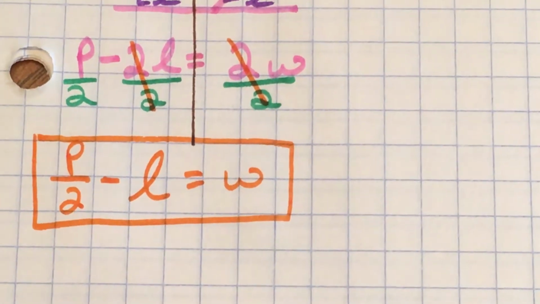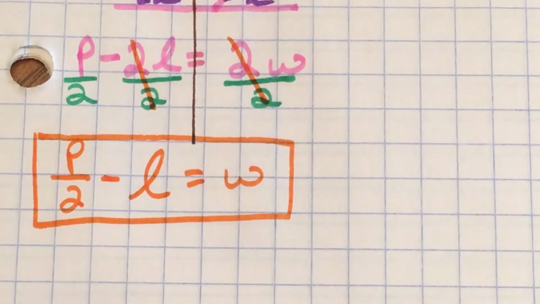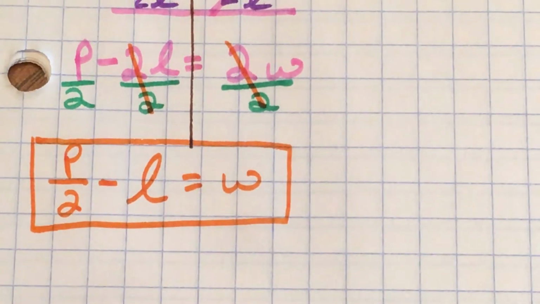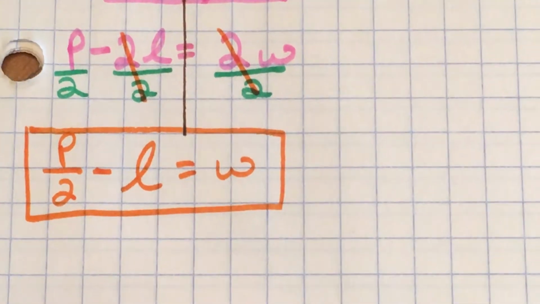So the rules are basically the same. You've just got different letters to work with. It'll be okay. Let's look at problem number 2 together on your handout.